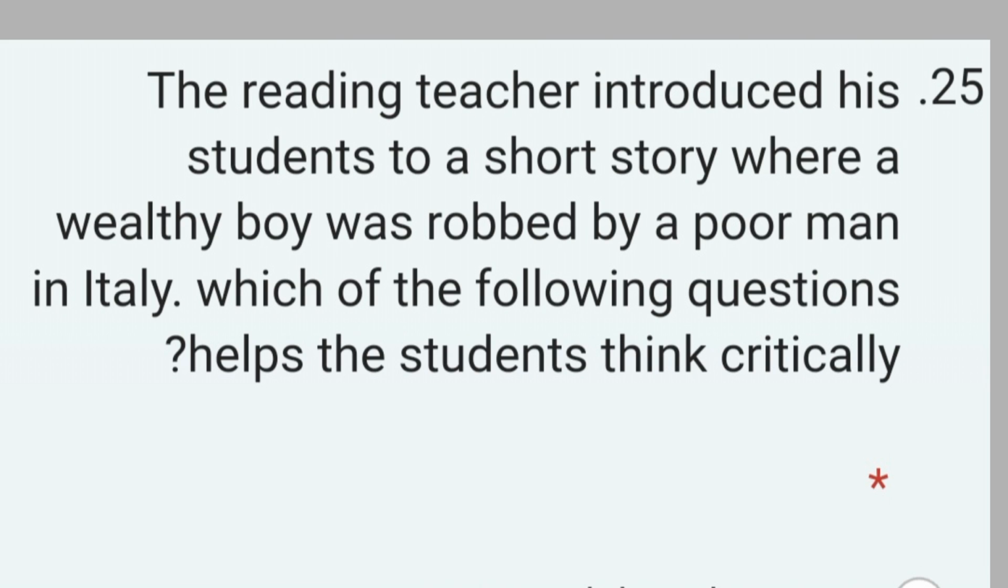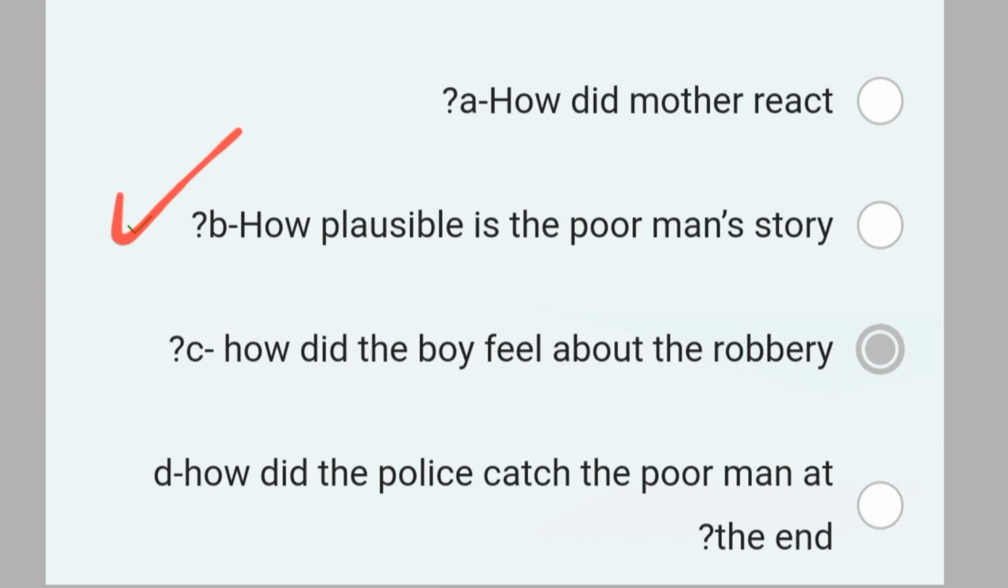25. The reading teacher introduced his students to a short story where a wealthy boy was robbed by a poor man in Italy. Which of the following questions helps the students think critically? A. How did mother react? B. How plausible is the poor man's story? C. How did the boy feel about the robbery? D. How did the police catch the poor man at the end?